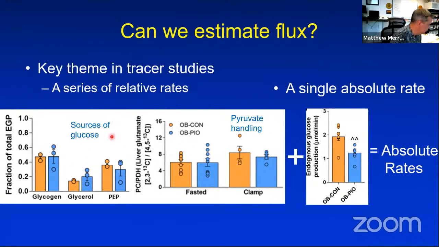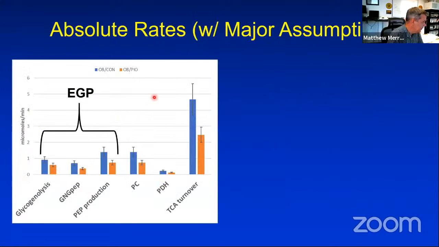So here is sources of plasma glucose. Here's PC versus PDH flux. So all these are relative, but now we've got absolute endogenous glucose production from the tritiated glucose experiment. So normally what you can do is you can take all this together to turn it into an estimate of the absolute rates. So here's my take on the absolute rates, but there's some major assumptions I have to make to make this graph, unfortunately.